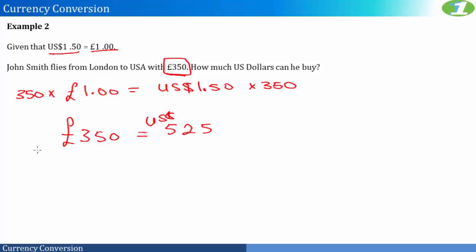So this is one nice, straightforward way that we could have done this, and we really used the fact that we know the value of £1 in terms of US dollars. We just went straight ahead and did the question.